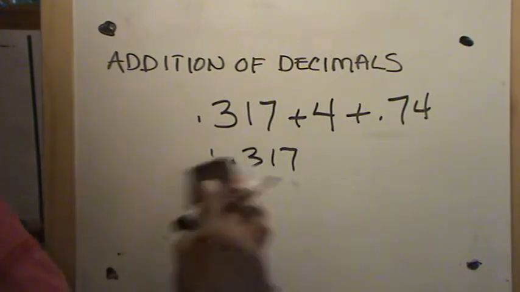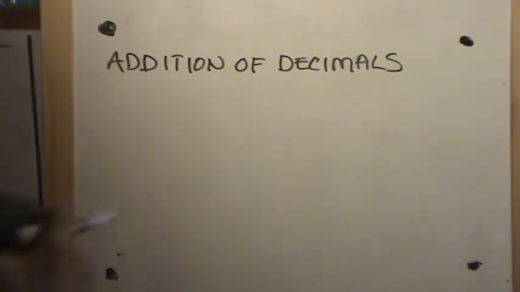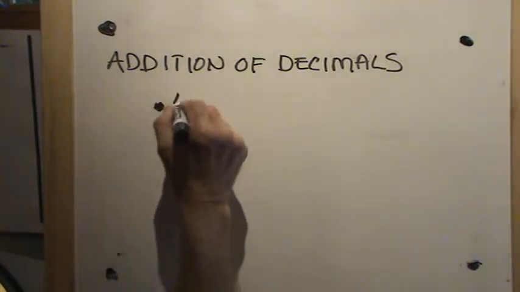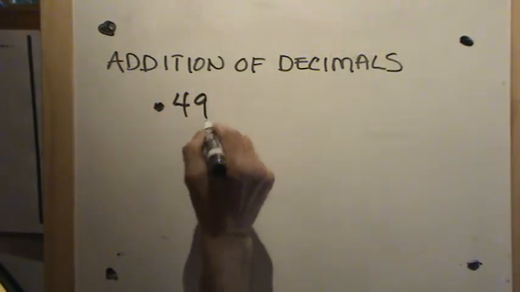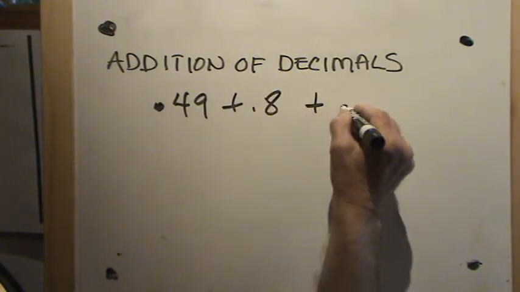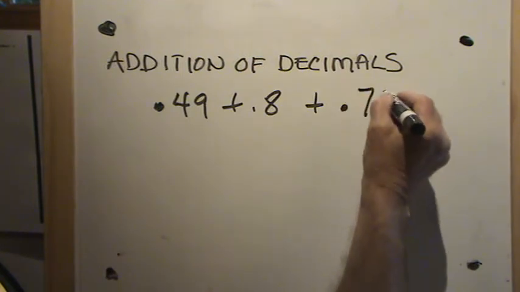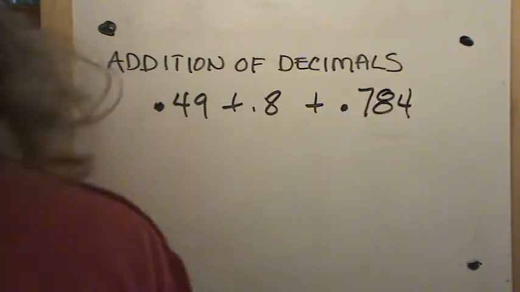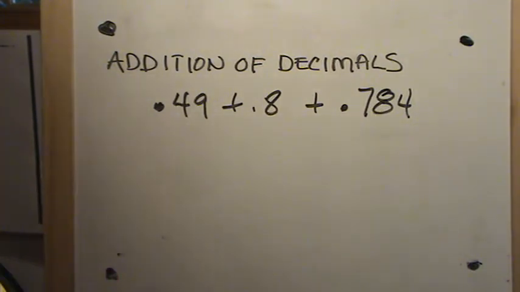All right, I'm going to put a couple of practice problems up here and give you a chance to do some work. Let's have 49 hundredths plus 8 tenths plus 784 thousandths. We'll put the video or DVD on pause, work that problem, and then turn it back on, and then we'll work it together. Good. Well, let's see how you did.